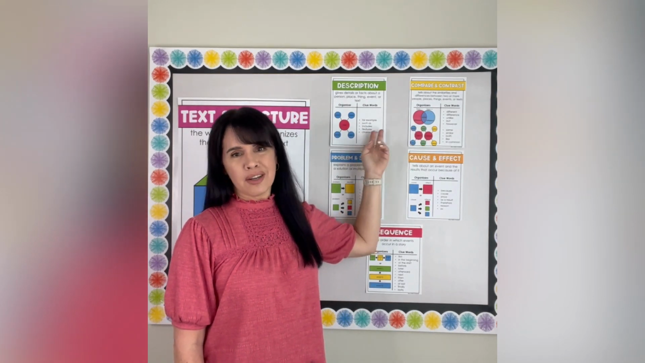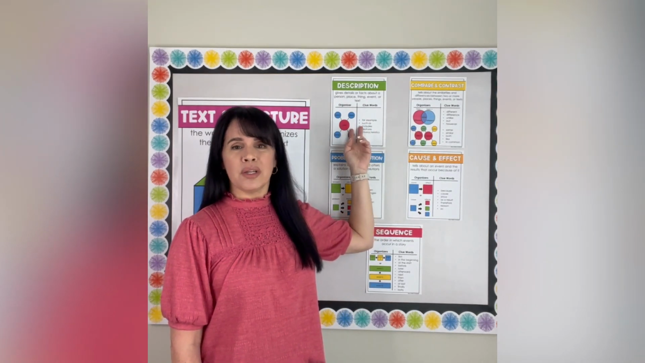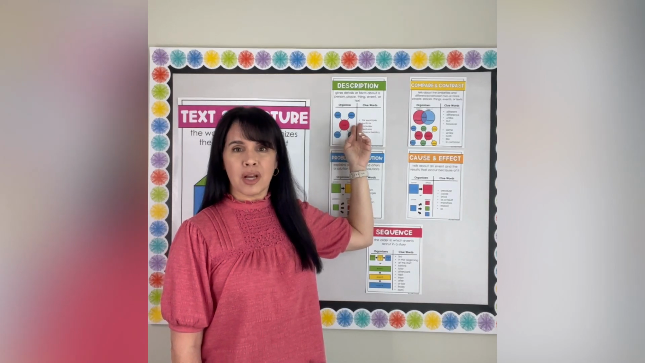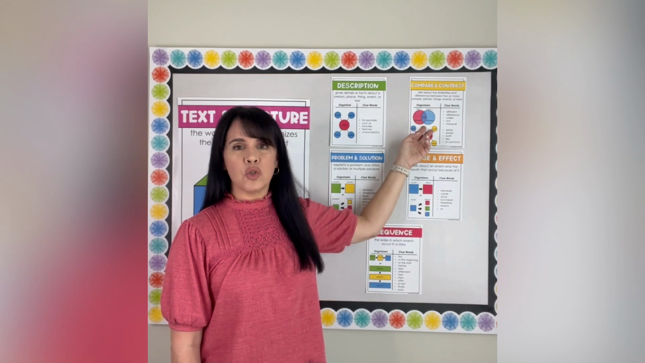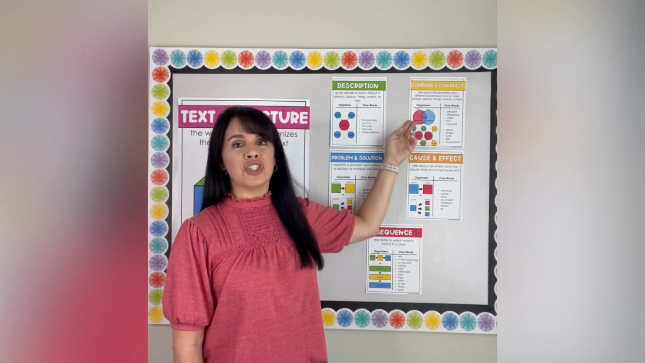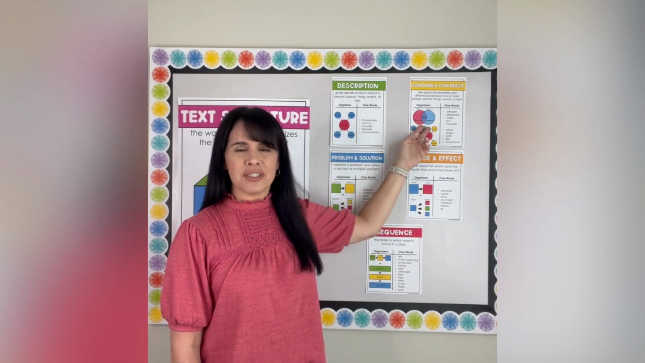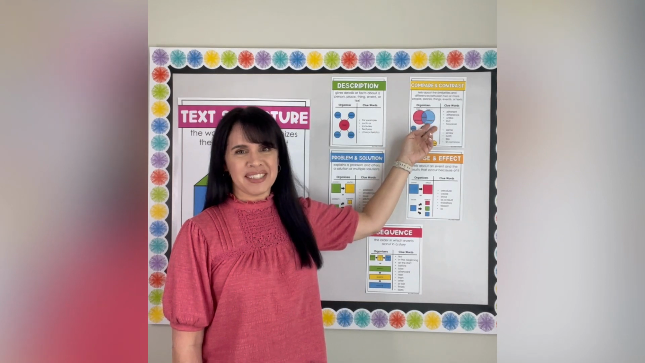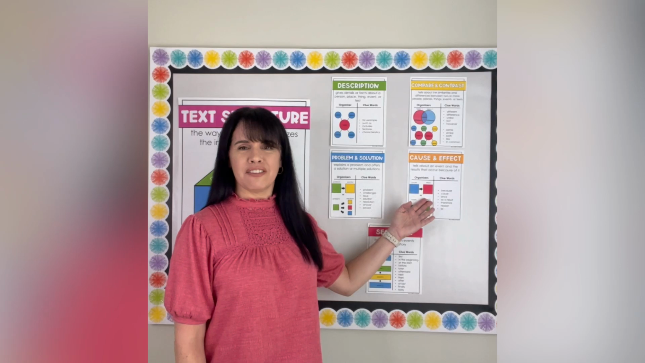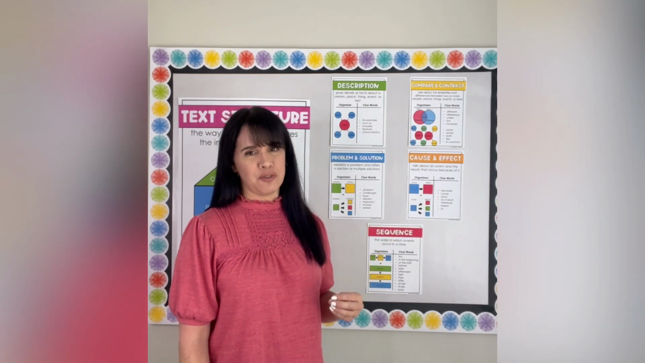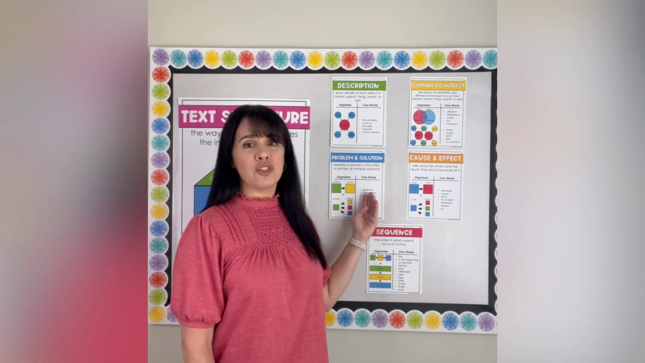I tell my students that they can call them cousins, because this one gives you facts and information about one topic. This one will give you facts, usually about 2 topics, but they're giving you similarities and differences about those 2 topics. The next pair of text structures is problem and solution and cause and effect, which students usually get confused by. So I tell them that these 2 are cousins.